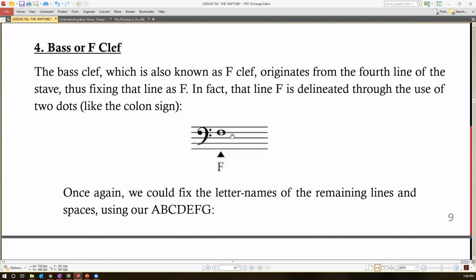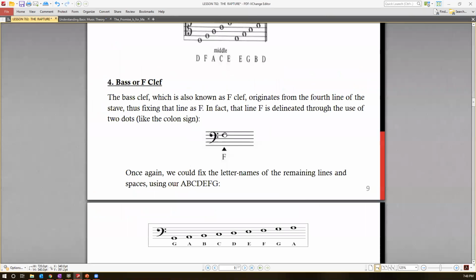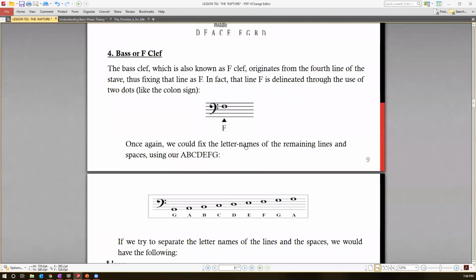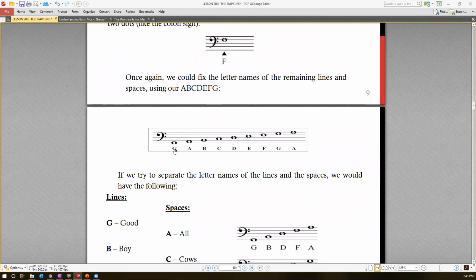Once again, we could fix the letter names of the remaining lines and spaces using our alphabet, A B C D E F G. So that's our bass clef, wrapping around the fourth line from the bottom. Now we run it up, that's A, and then we run it down all the way to G.